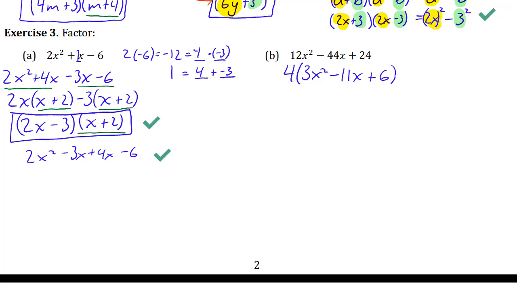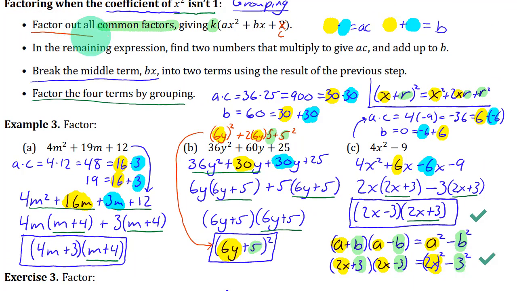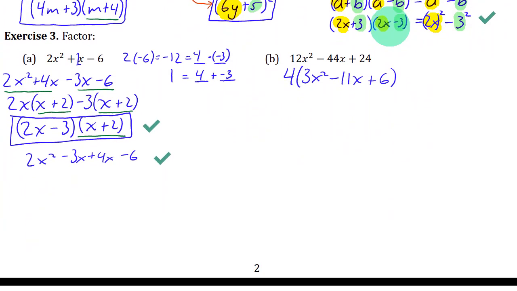Then let's see. So this is why when I said this first step here, factor out all common factors, there are going to be situations where there's common factors, and it's really important to do that first, because otherwise the A and the C we'd be doing would be 12 times 24, which is like 288, and 288 has a ton of different factors. It would be really hard to do this without taking out the 4 first. All right, so the A times C, now that we're using 3 and 6, is not that bad. 3 times 6 is 18, and we want two numbers that multiply to make 18 and add up to -11.